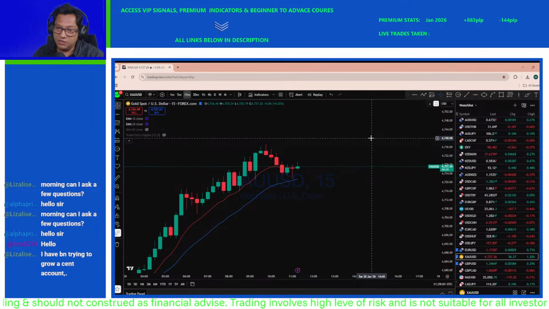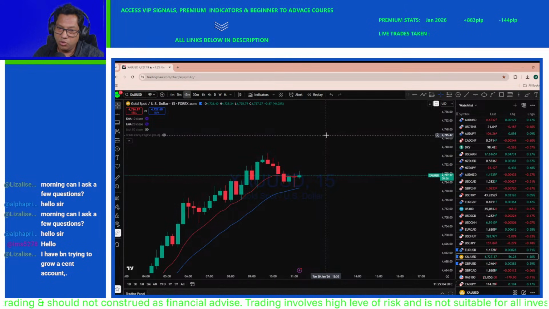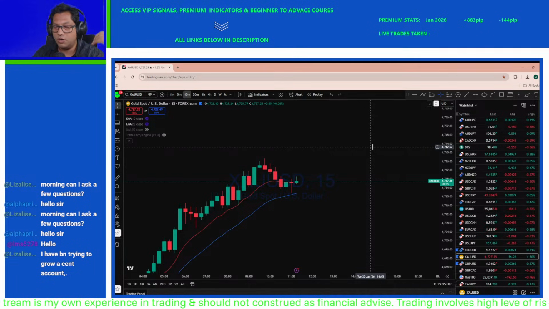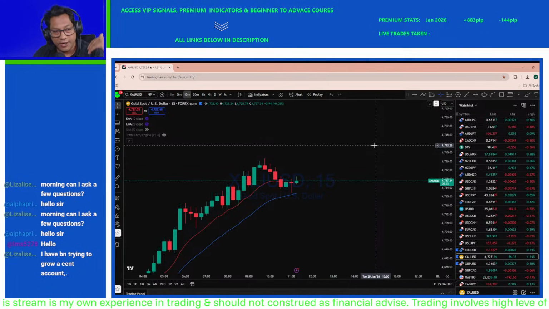Looking at the market here. Someone mentioned they have been trying to grow a cent account. Completely fine. Either you are growing a smaller account or a bigger account, I would say always start small. When you trade on a small account, you get more room for error, and it's a great learning curve.